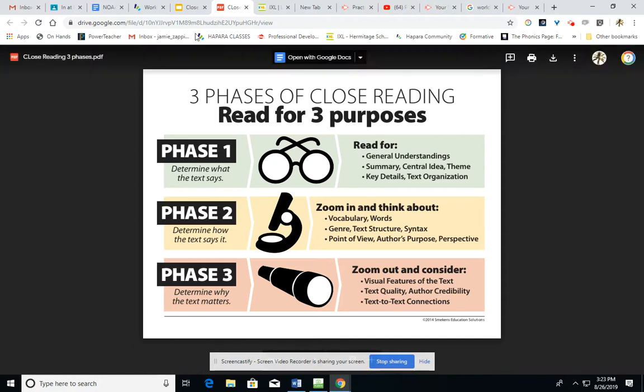The second read of the text, or phase 2, is where we zoom in and think about how the text says it. In other words, the author's reasoning behind their different choices of writing the piece in the manner they did. This is looking at the text through a microscope as opposed to looking at it on the surface level. And the last phase is where you're looking at it through a telescope. In other words, determine why the text matters, looking at it in a big sense and how it connects to the world, how it connects to other texts, what thematically is going on within the piece.